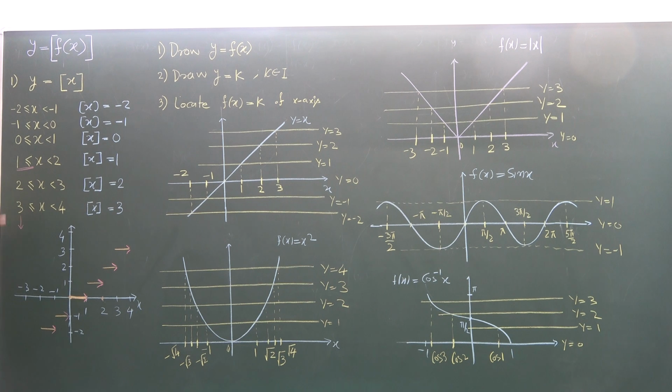At x equals 2, the y coordinate must be 2 and not 1. So at x equals 2, this is the value we are talking about. At x equals 3, the y coordinate must be 3, this arrow. These arrows mean refusal at this particular point. At x equals 0, the y coordinate must be 0 and not -1. At x equals -1, the y coordinate must be -1, not -2.